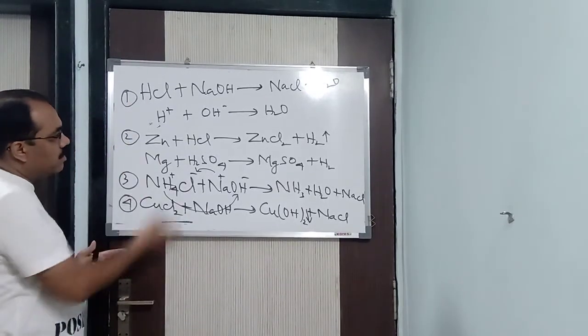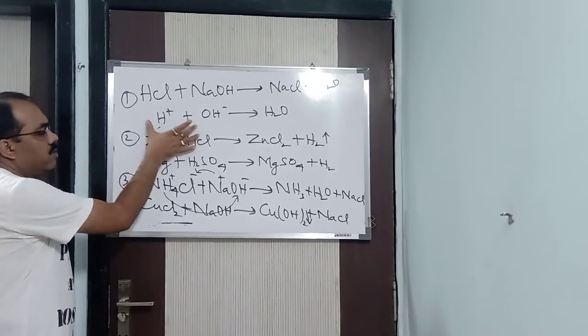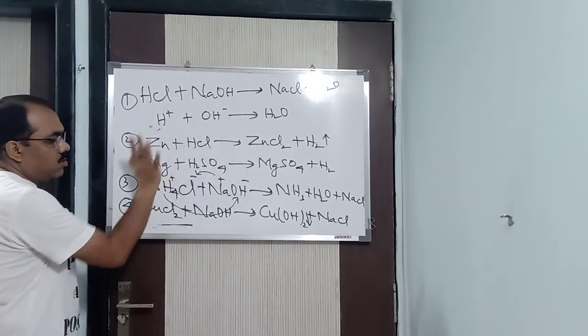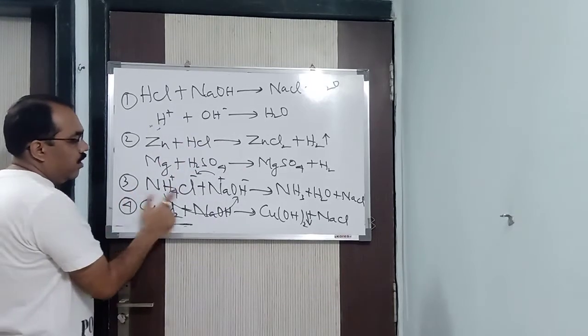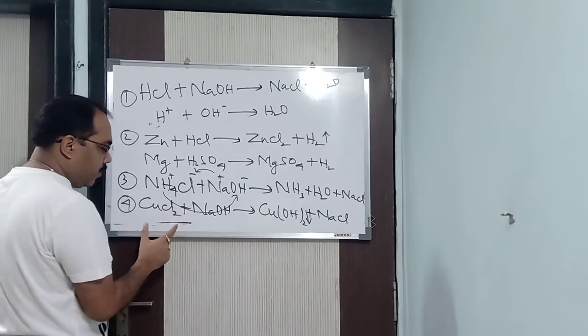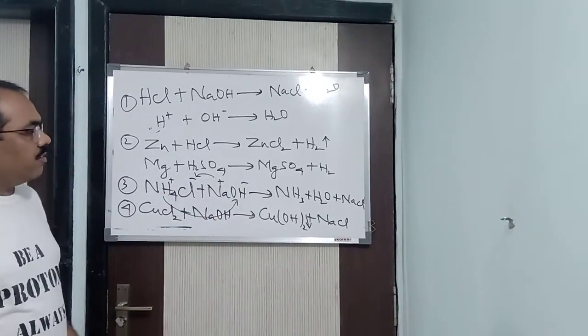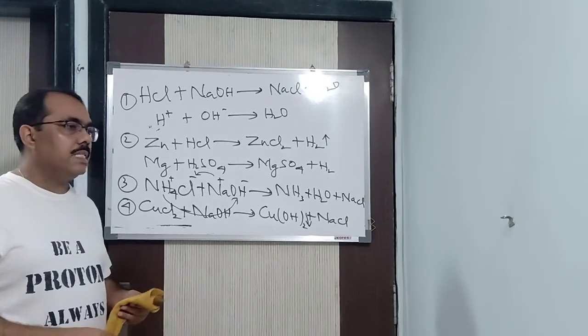So these are the basic properties of acids and bases. The most important is neutralization. Then acids react with metals to give hydrogen gas. A base reacts with an ammonium salt to give the respective ammonia gas, and in this way we get a PPT. So these are the basic reactions or properties of acids and bases.